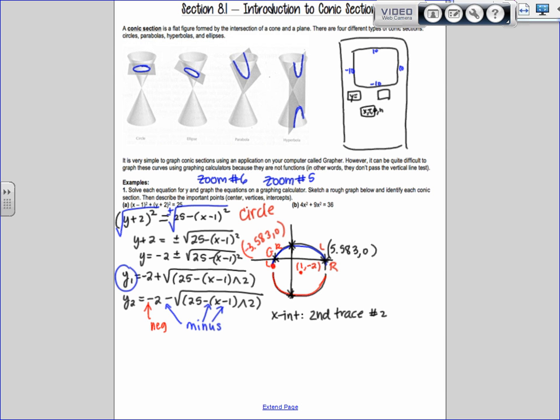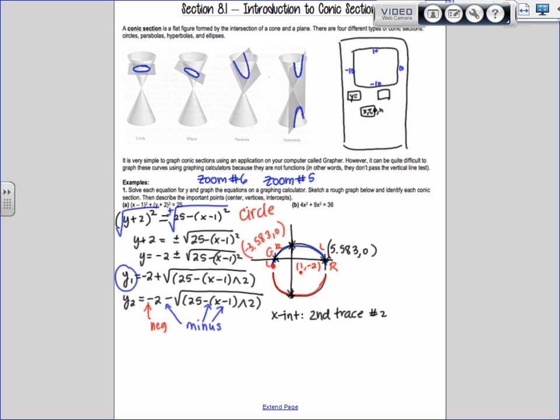Okay, if you're doing your second trace, and as you're finding your 0, if you are not above the axis and below the axis, it's not going to give you the 0. You have to sandwich that x-intercept between two values. So how do you guess? Guess is just where you think it is. Go to where you think it is, hit enter.